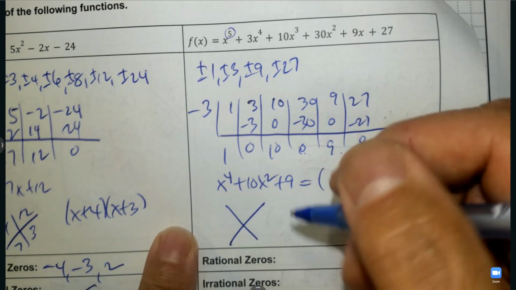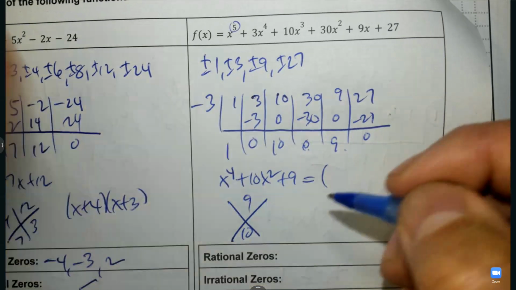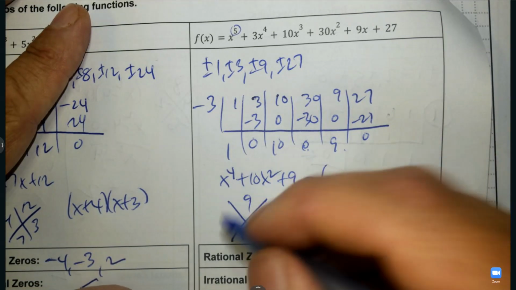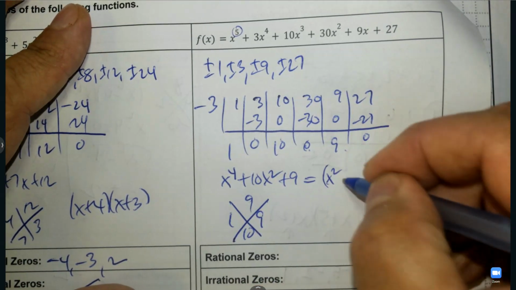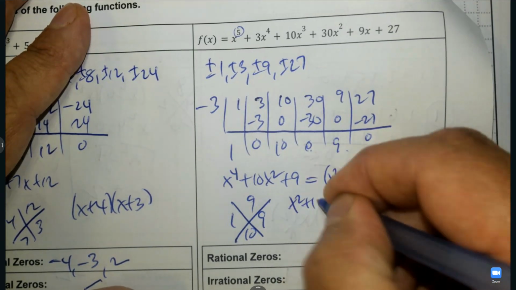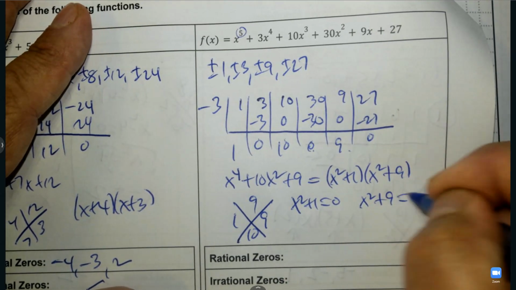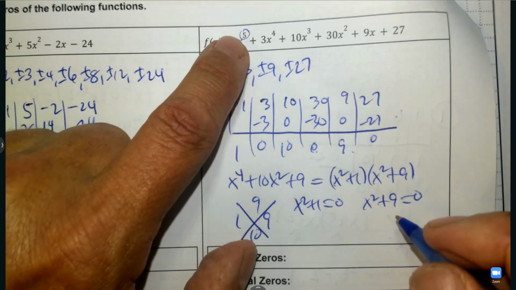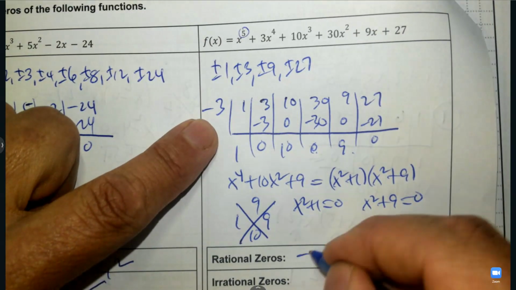So I'm going to do a diamond, two numbers that multiply to 9 and add to 10. That's 1 and 9. So I have x squared plus 1 and x squared plus 9. So each one I'm going to make equal to 0 and solve it. Remember at the end, how many zeros am I going to find? 5. I already know one, -3, that's rational.